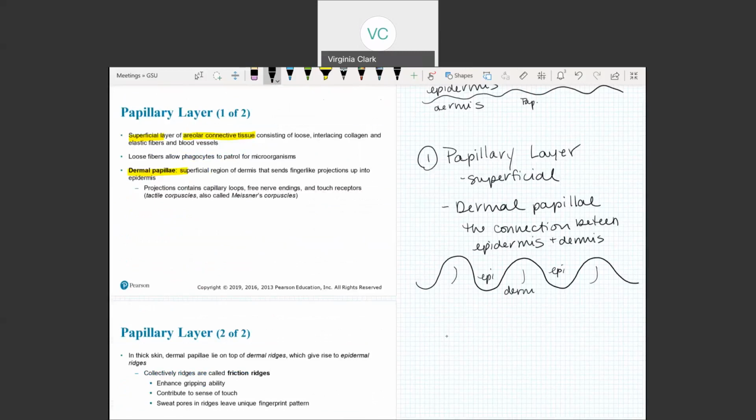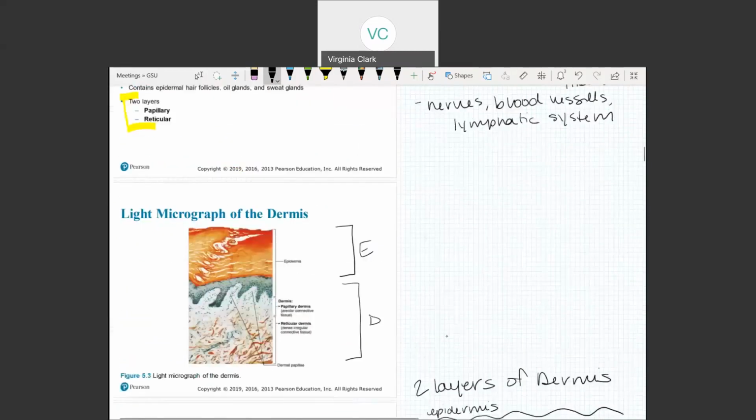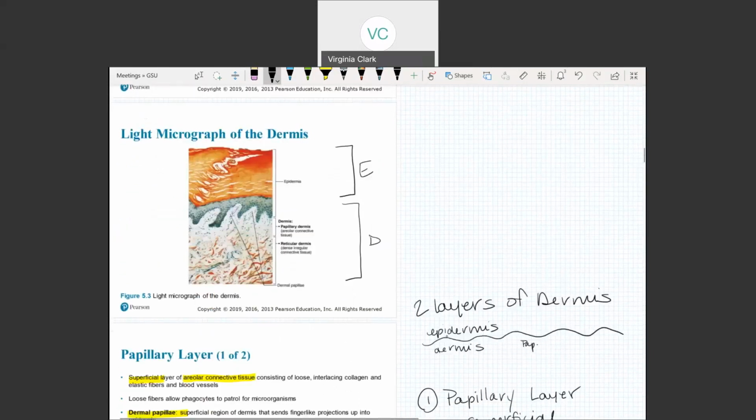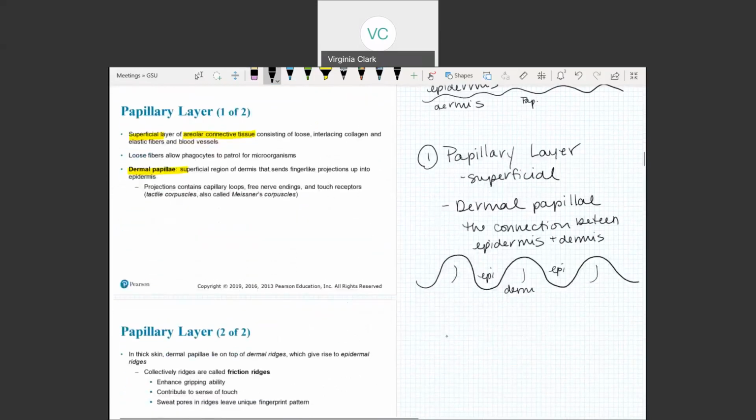So it's a corrugated cardboard kind of manner. If you look right here, you can actually see that corrugated cardboard manner right there. That's the connection between those two, where the dermis will stick up into the epidermal layer. This is where you will find capillaries. It's where you will find nerve endings, and it's where you'll find touch receptors.